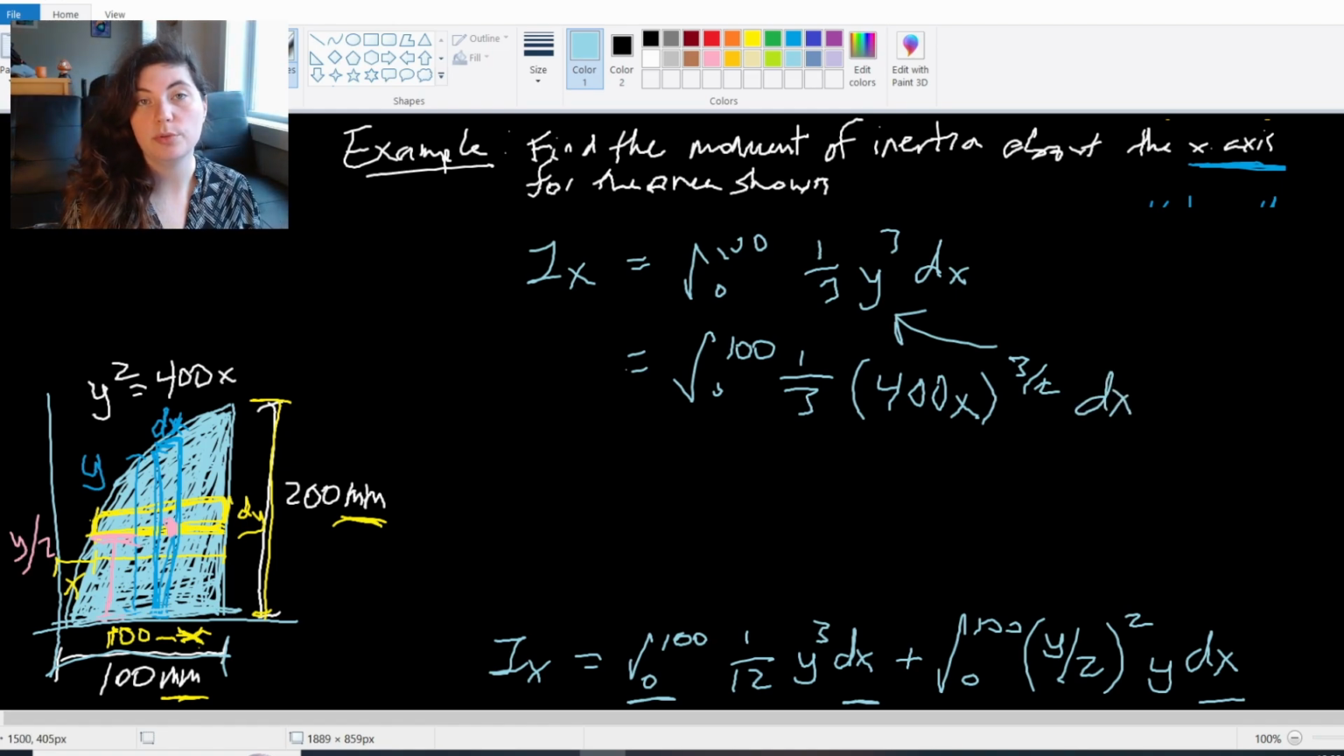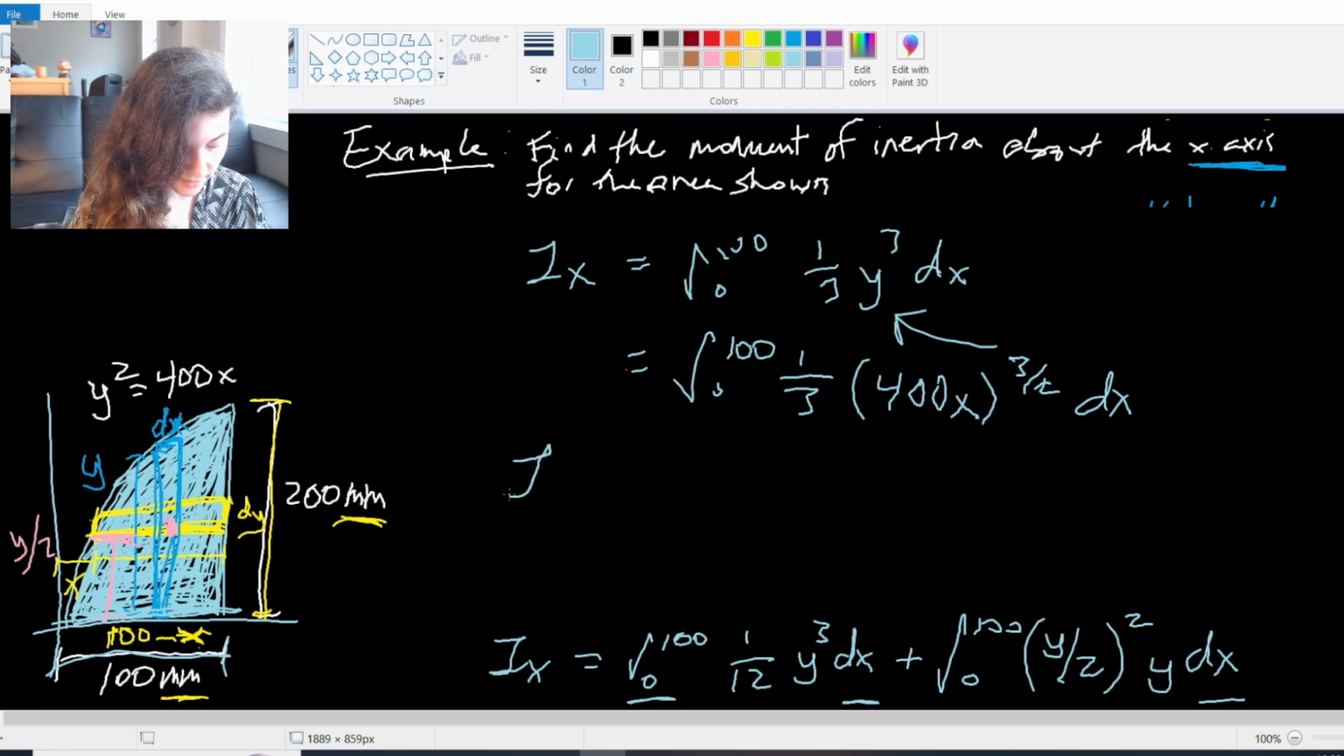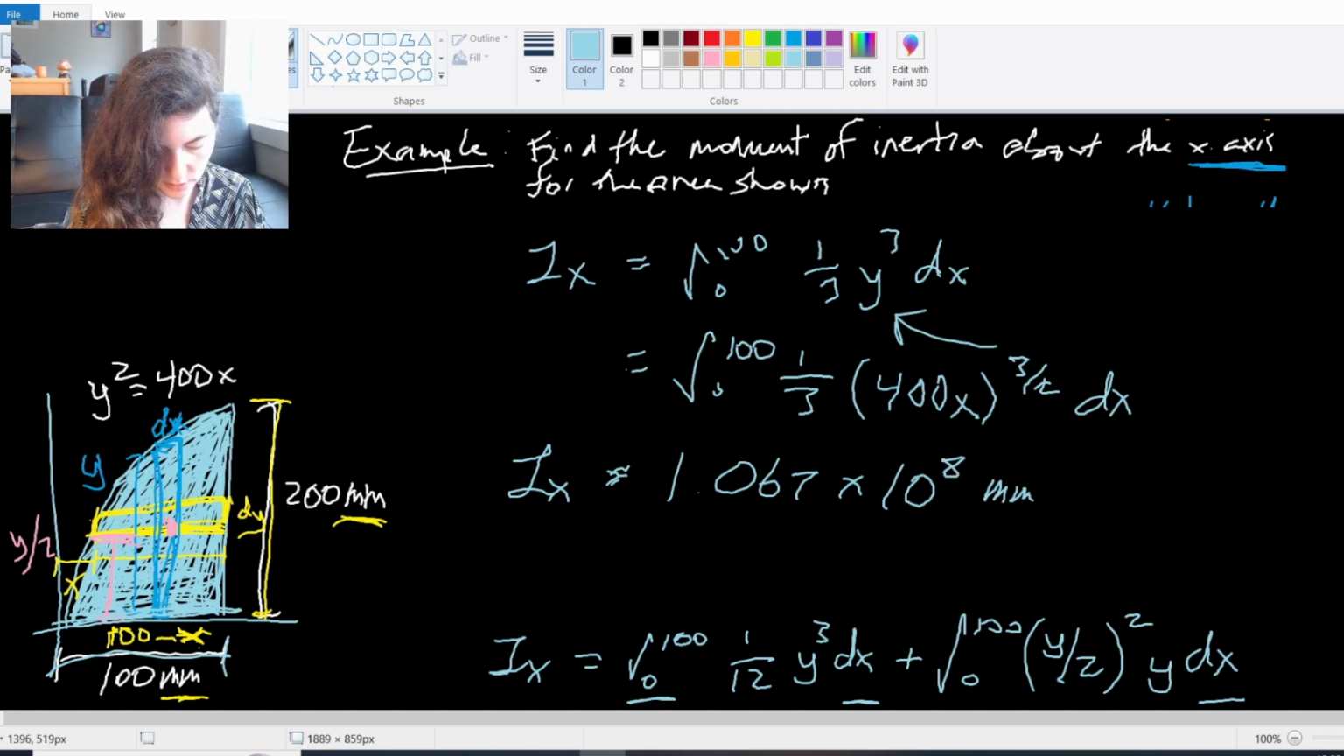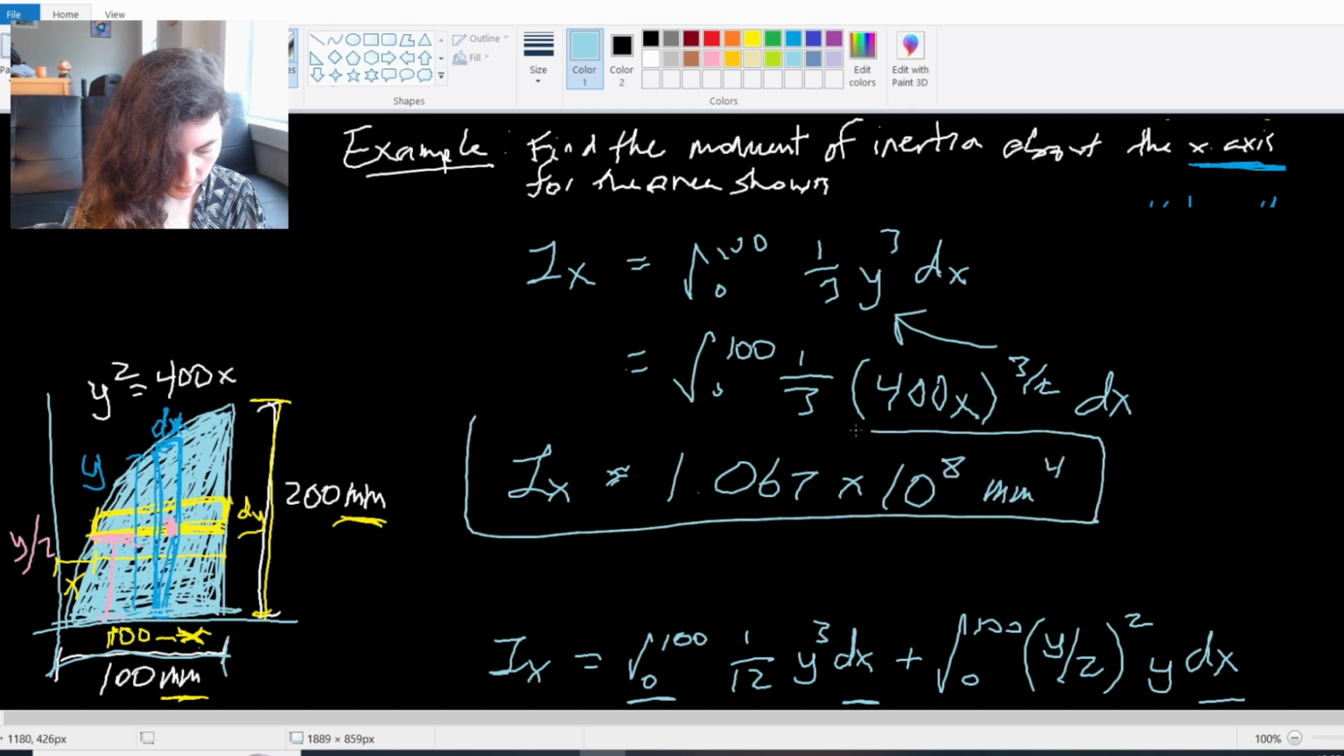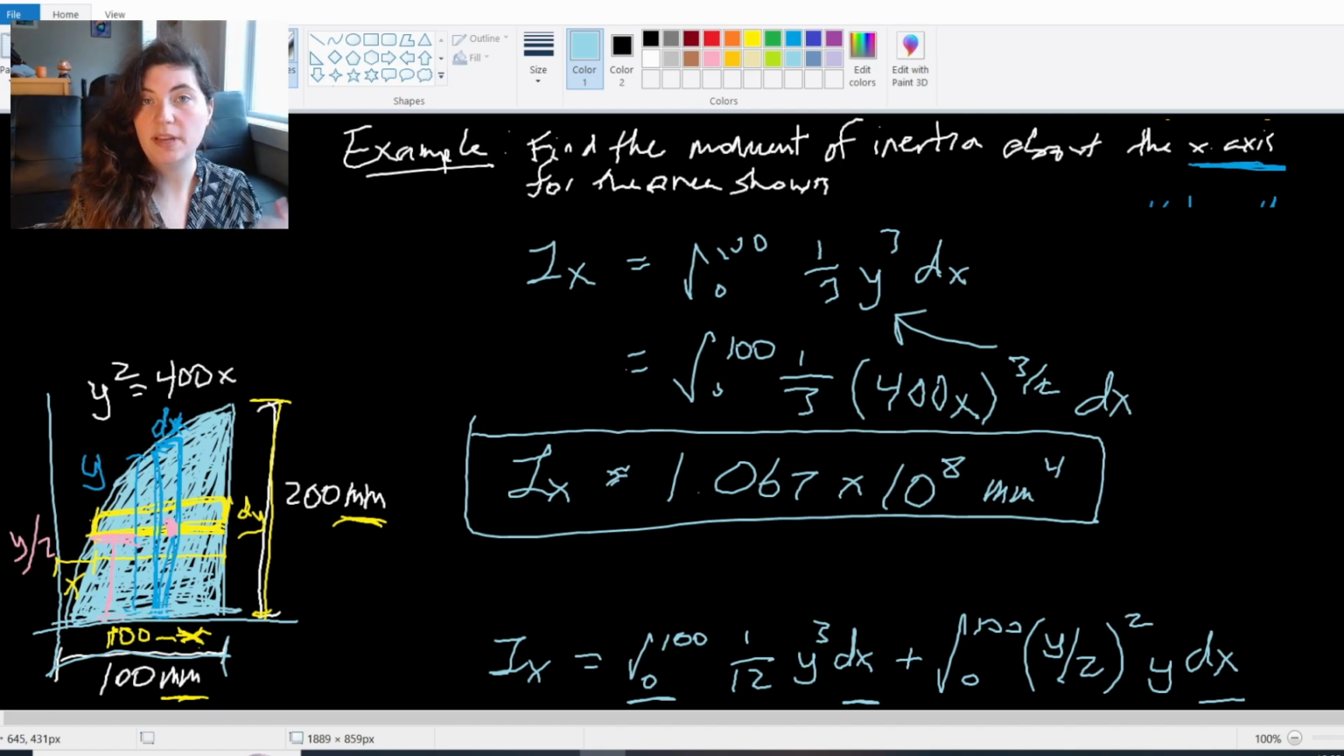So now I would just go through and evaluate this integral. And when I evaluate the integral, I'm going to find that I get the exact same answer. Right, so I get 1.067 times 10 to the 8th millimeters to the 4th. So it didn't matter whether I used the basic integration equation or this parallel axis theorem. It was kind of just whatever was easiest, whatever integral was going to be simplest for me to calculate. So you can do this in either way. It's good to get practice doing it both ways though.